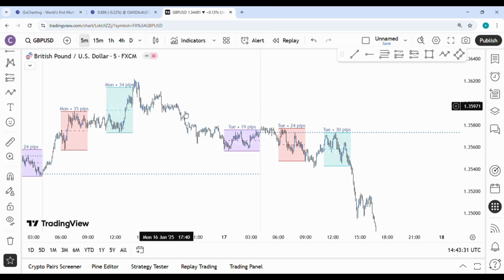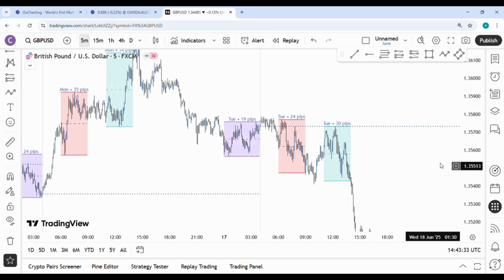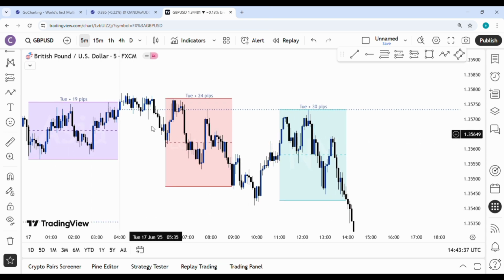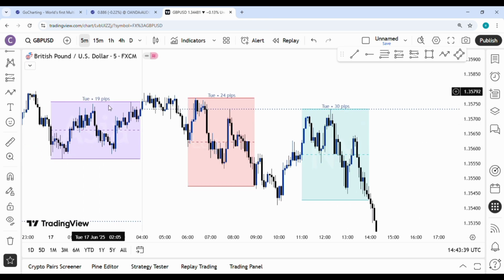In the 5-minute time frame, now looking at this particular chart, you can see that this is Tuesday last week, and this is our Asian box. This is the Asian box. This is the New York London box, and this is the New York box. You understand that, guys?